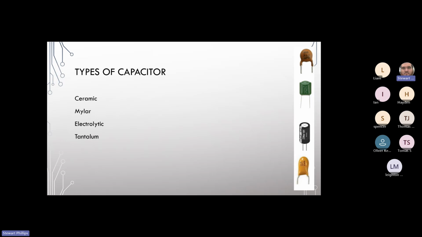Cool. So your types of capacitors. You've got your ceramic, which is the one at the top, Mylar, electrolytic, and tantalum. Ceramic capacitors can handle high voltages. They're also very cheap and have low capacitance, so they're not very high in capacitance. They're normally used for temperature compensation circuits and also extensively in both noise suppression and radio circuitry.